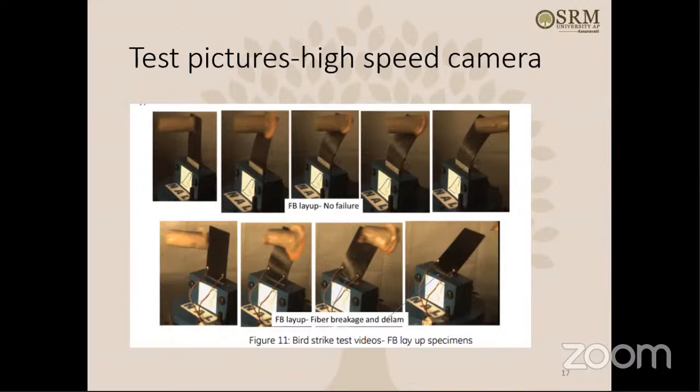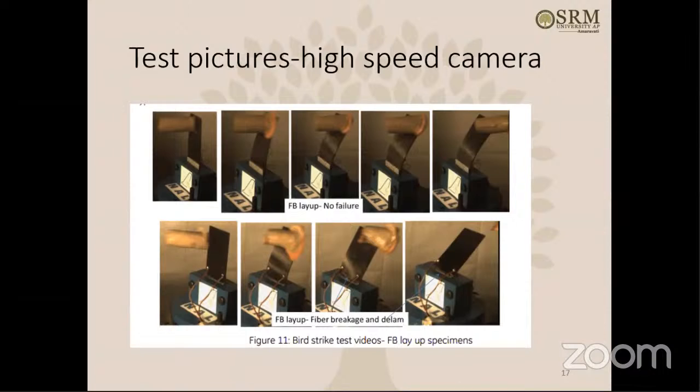And as you can see, when there is no failure, the top pictures are very high-speed camera pictures, like the bird is hitting the composite plate and just sliding over it without causing any damage. The bird is hitting here, and the plate is bending a lot, but as the plate bends and finally the bird hits and passes away, there is no damage. So that we saw for almost 50 to 60 meter per second. Generally, there is no damage.